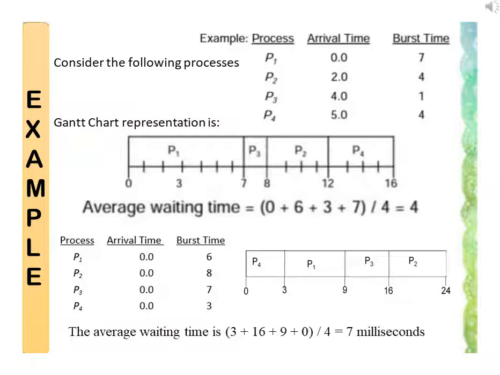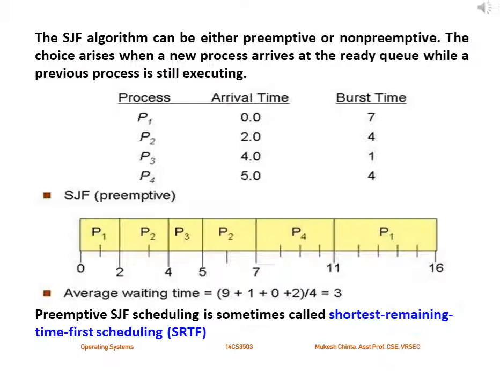Then P4 is given for 0 to 3, P1 is 3 to 9, P3 is 9 to 16. This example is given as another example. So P1.